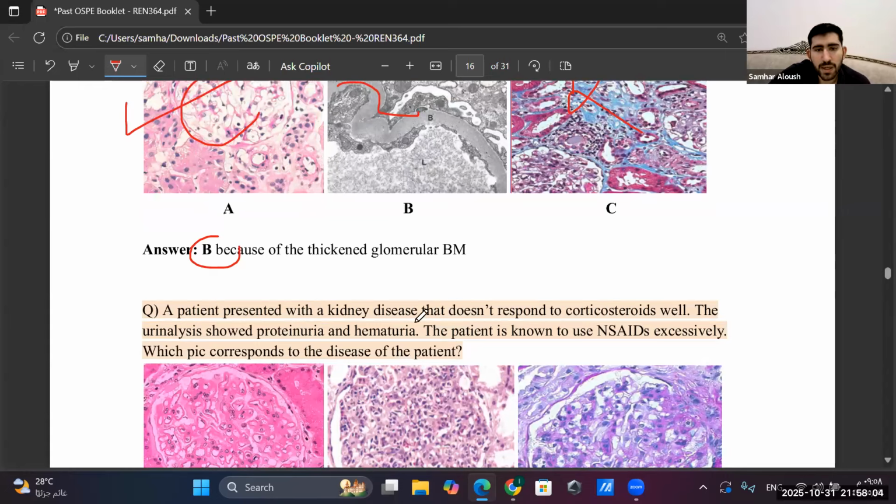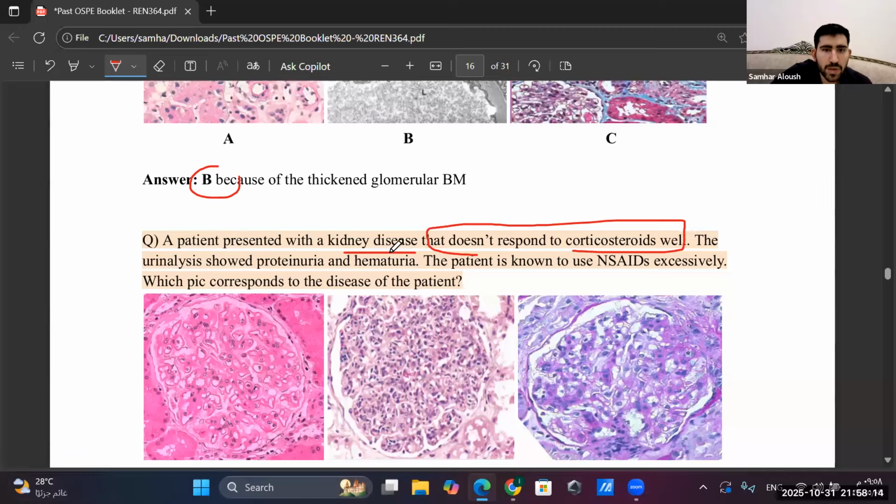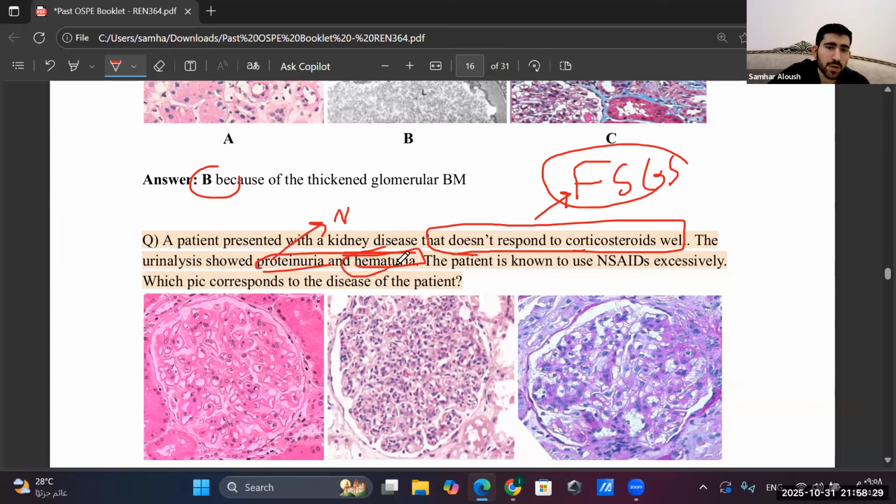A patient presented with kidney disease that doesn't respond to corticosteroids well. This is a very tough question, by the way, and even I don't know what answer they want. So let's go through it. Patient with kidney disease doesn't respond to corticosteroids. We said the one that really doesn't respond to corticosteroids is focal segmental glomerulosclerosis. The urinalysis showed proteinuria and hematuria. So this is nephrotic because of the hematuria.